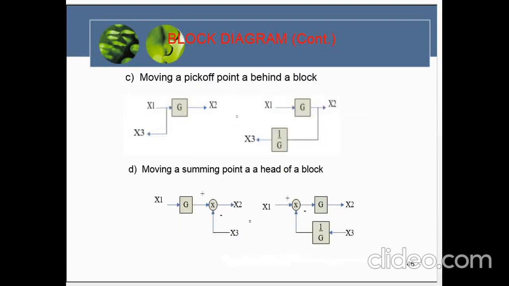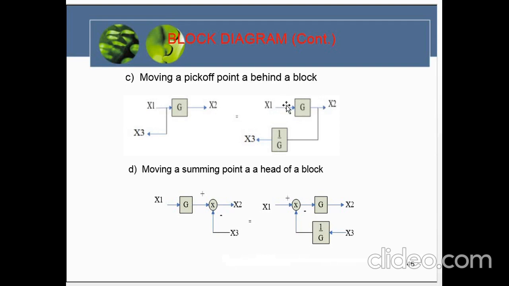Next, moving a fixed take-off point behind a block. This is the fixed point. We move it after G. First we determine the output. Here output 1 is X2. X2 is equal to X1 G. X3 is equal to X1.